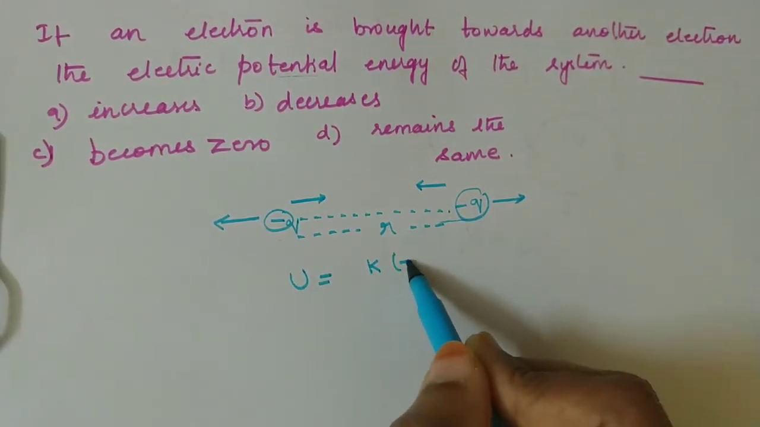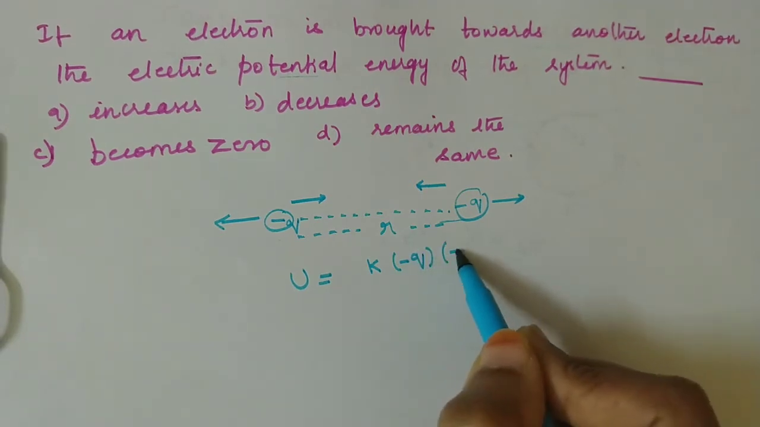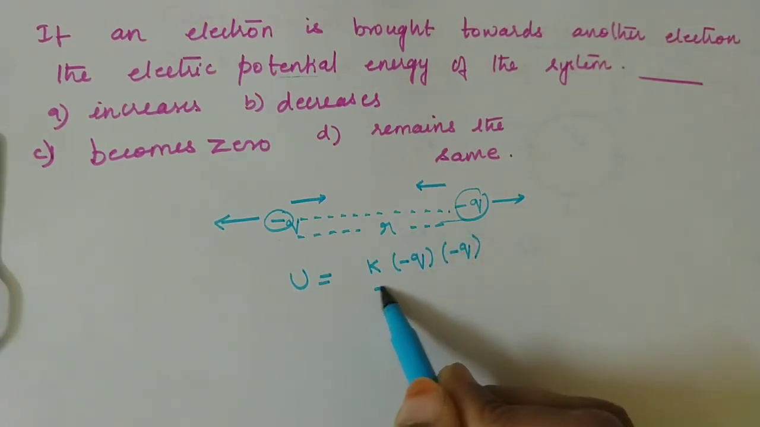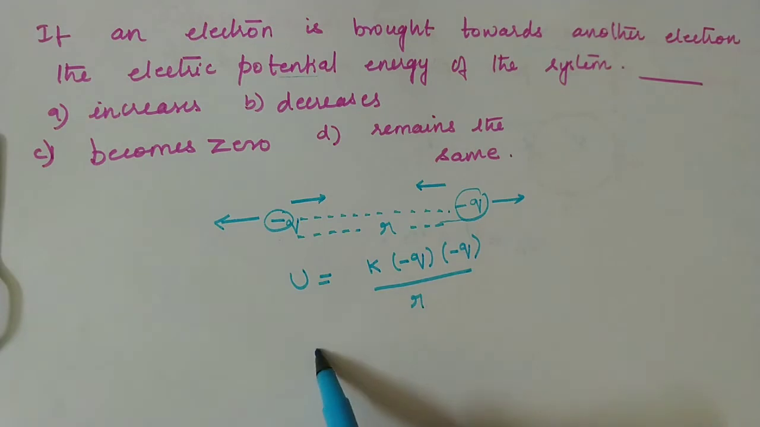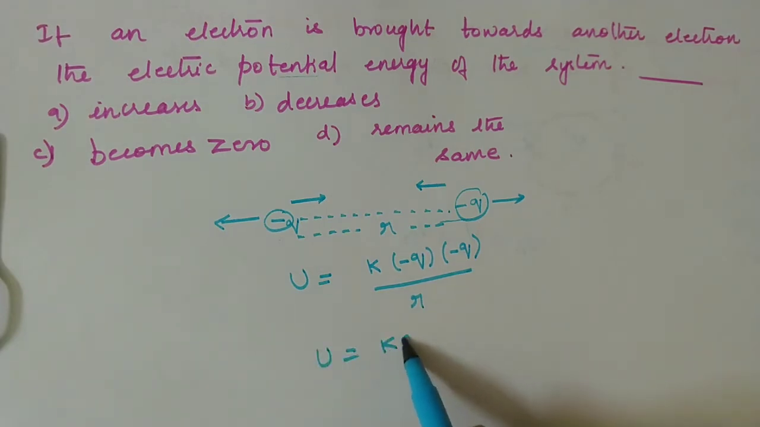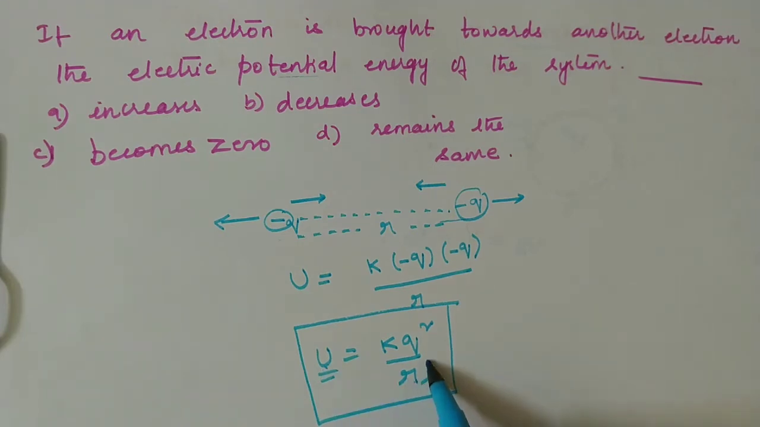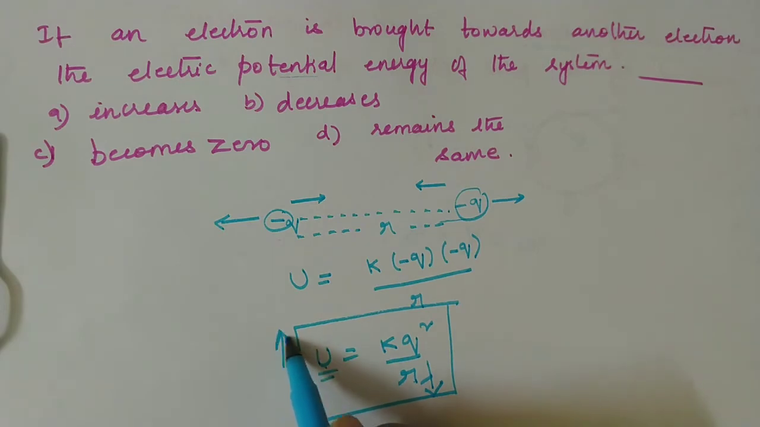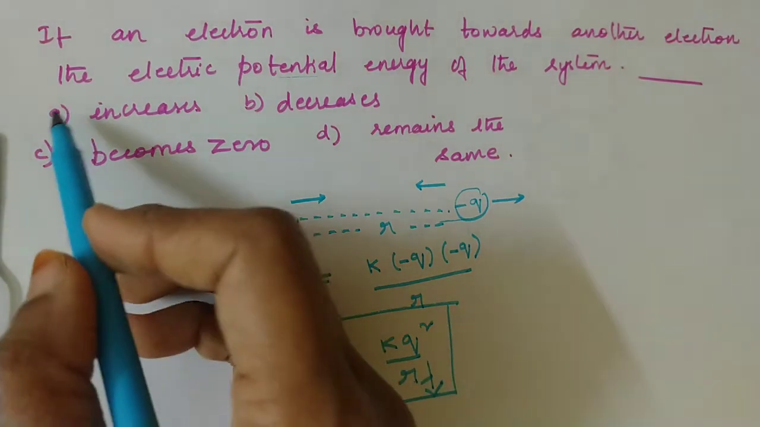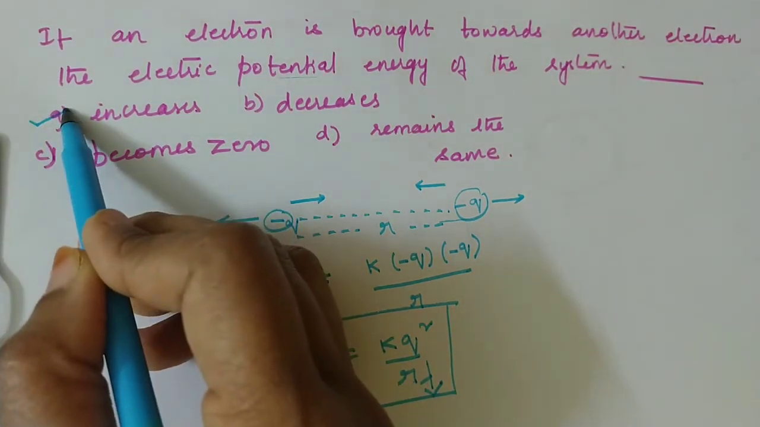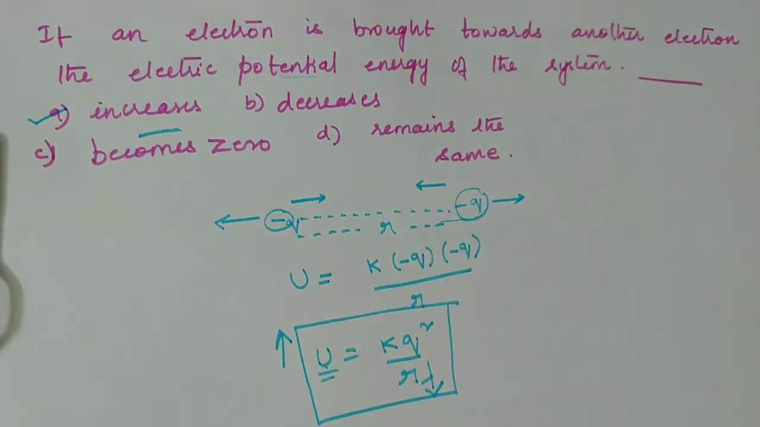It is K into minus Q into minus Q divided by distance, or U is equal to KQ square divided by R. Now observe this relation. How is U related to distance? Inversely. As the distance between them decreases, potential energy would increase. So what should be the correct answer? The potential energy will increase.